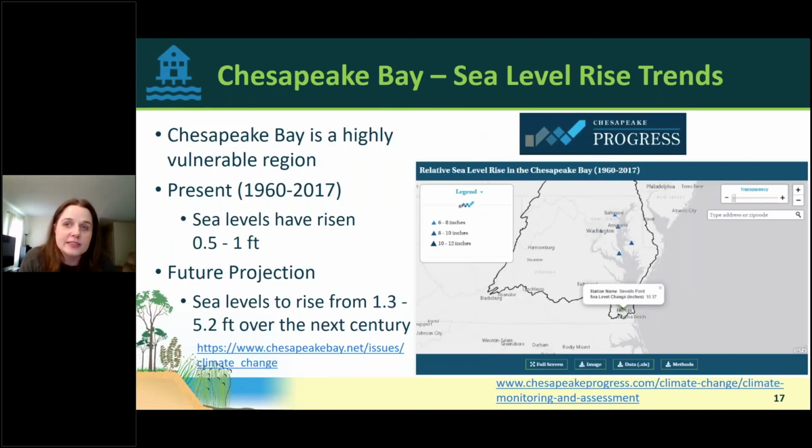So I want to go over some trends that we're seeing now in Chesapeake Bay. So Chesapeake Bay, when it comes to sea level rise, is a highly vulnerable region.